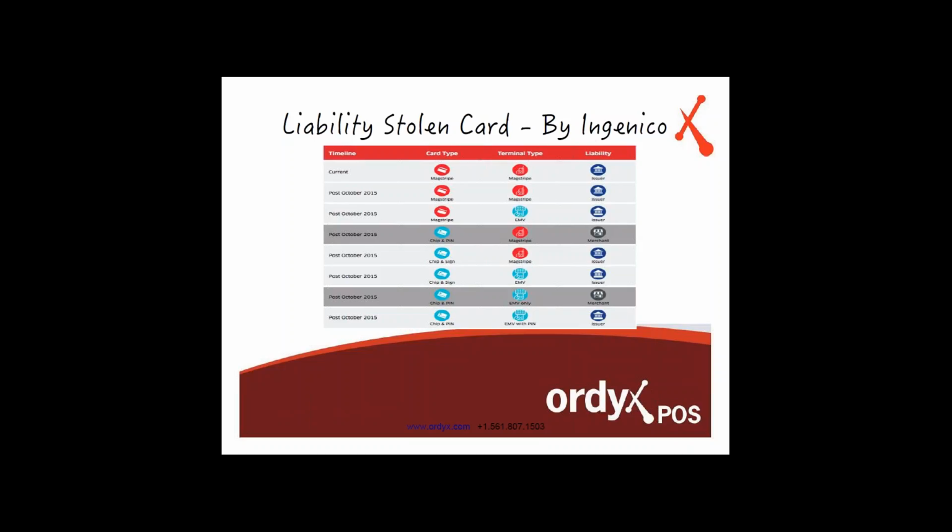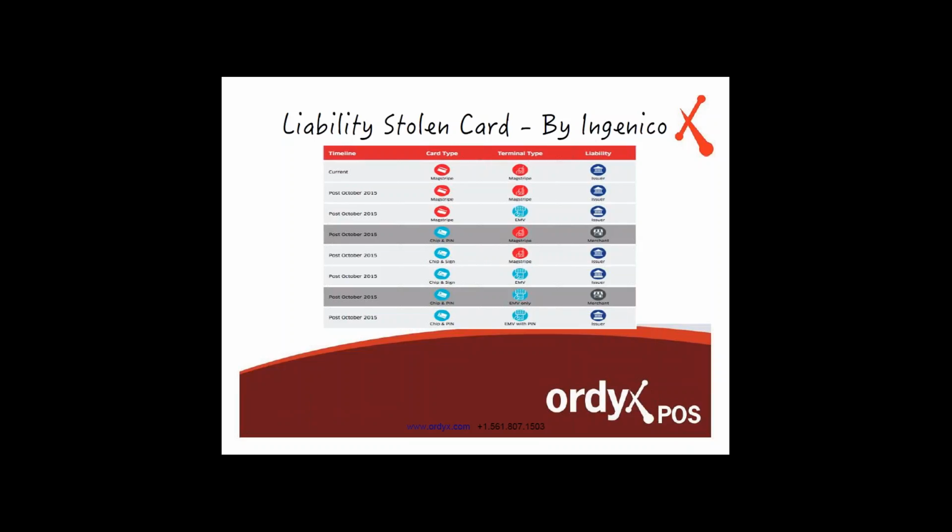Now, this is where we start to change. When you have a chip and PIN card, and you choose to swipe it in a magnetic stripe reader, in other words, a reader that doesn't have EMV capabilities, then the merchant will be liable. And that's the key thing here. If you choose to swipe that in a non-EMV transaction, the merchant will be liable for a chip and PIN card.